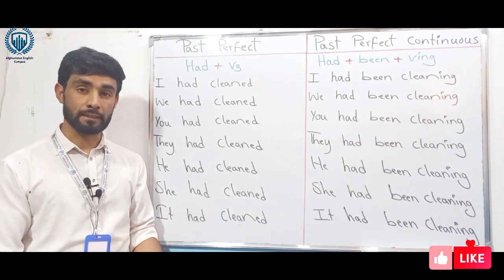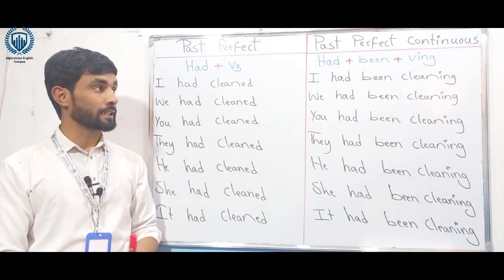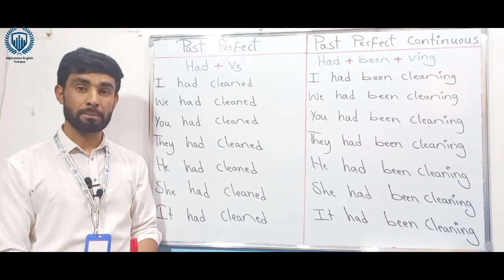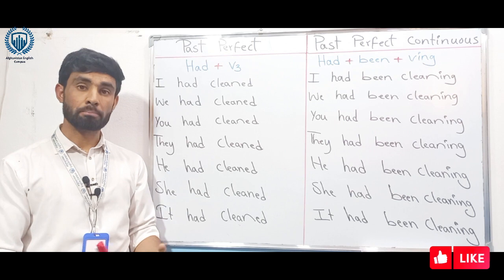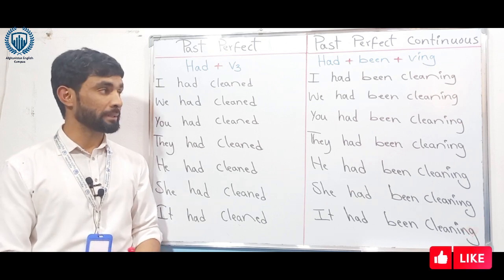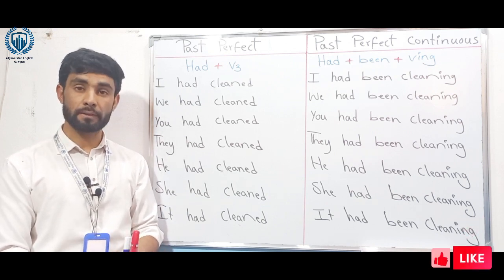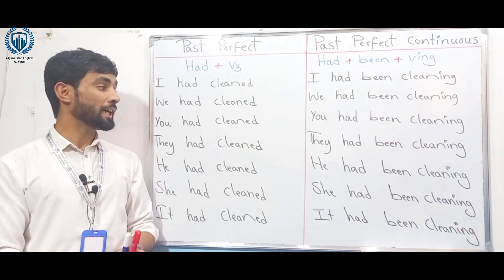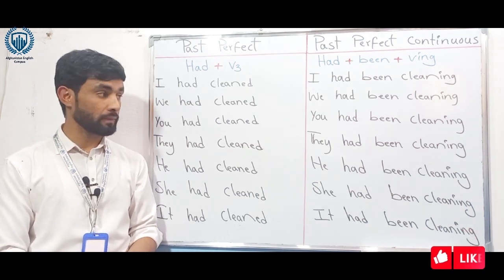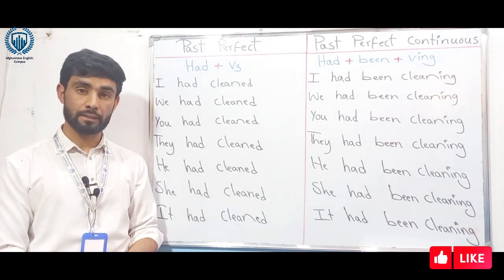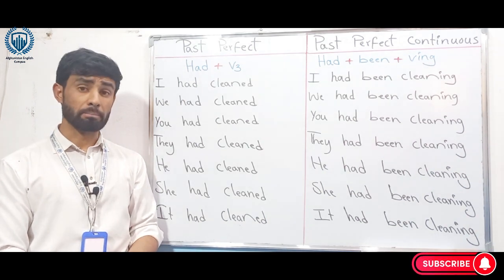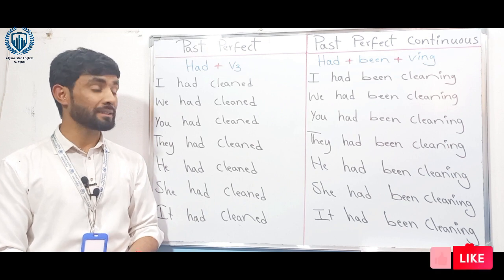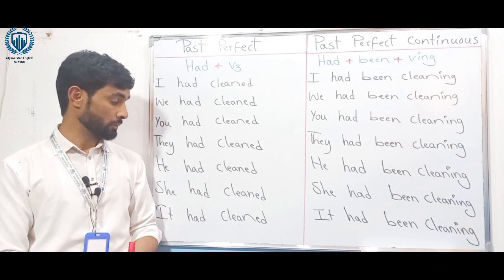I had cleaned, past perfect. I had been cleaning, past perfect continuous. We had cleaned, past perfect. We had been cleaning, past perfect continuous. You had cleaned, past perfect. You had been cleaning, past perfect continuous. They had cleaned, past perfect. They had been cleaning, past perfect continuous.